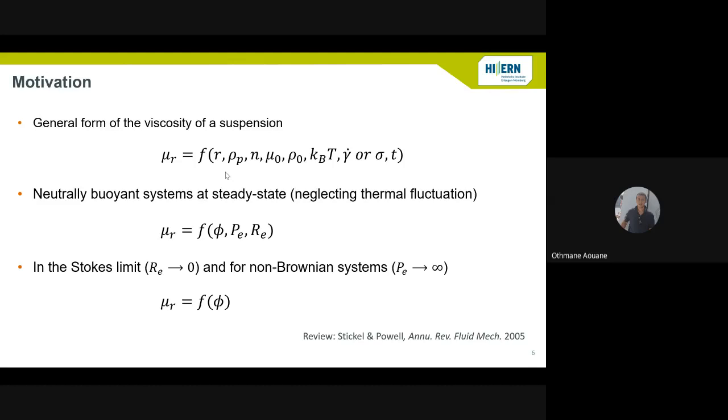And then if you go one step further and consider that you are in the Stokes regime and you don't have any kind of Brownian motion, you end up having the viscosity, which is only a function of one variable, which is the number of particles, the volume fraction. And the viscosity can be described with a second order polynomial if you stay in the semi-dilute regime.